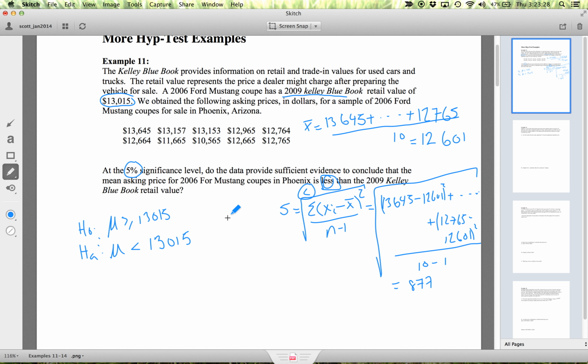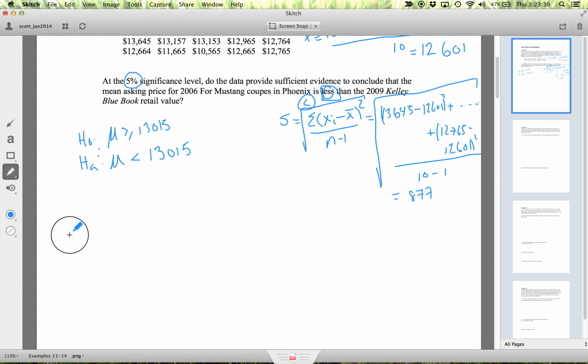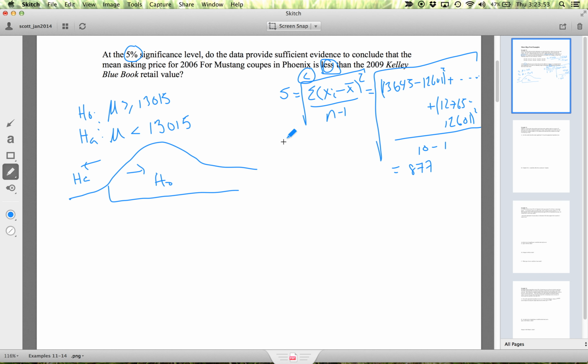So here are the two hypotheses. You can go ahead and draw a picture for this. Here's your curve. This is a lower tail test. Here's where H naught is, remember, greater than or equal to. This is the greater than or equal to side. And HA is over here on the less than side. Because we have S and not sigma, because we have the sample standard deviation and not the population standard deviation, we should be using a t-test.